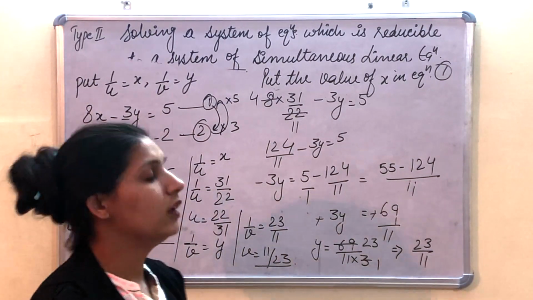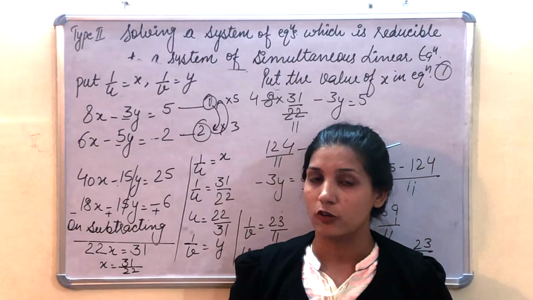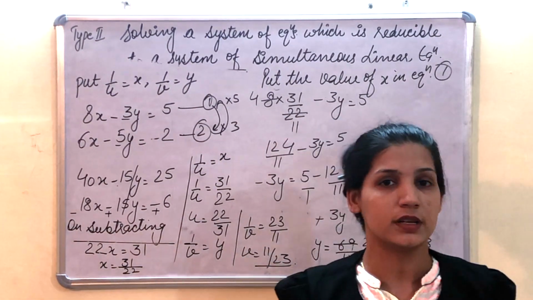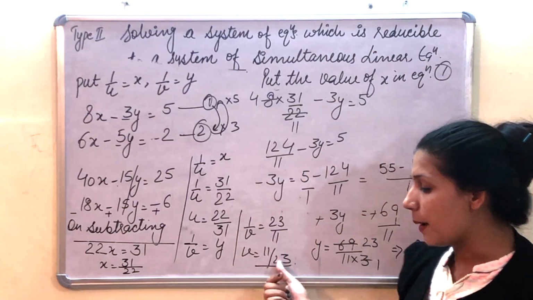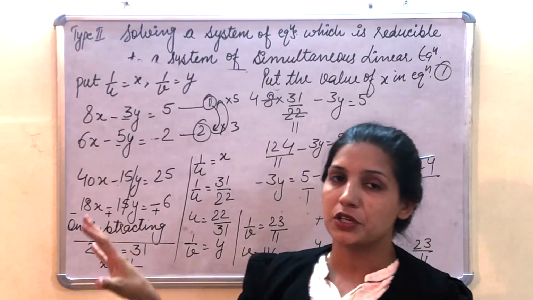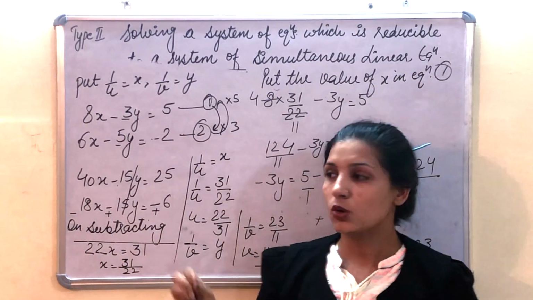So these are our second type of solving the equations, in which the equation is not in the form of linear equation. So first we reduce them to linear equations, and then we solve them and find the value of the variables. So it is enough for today.